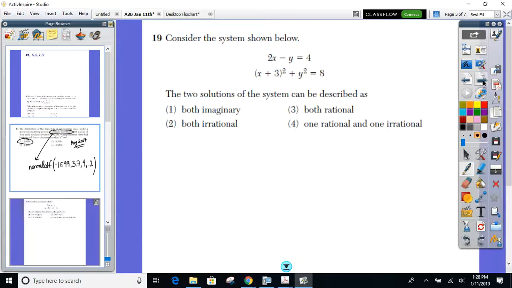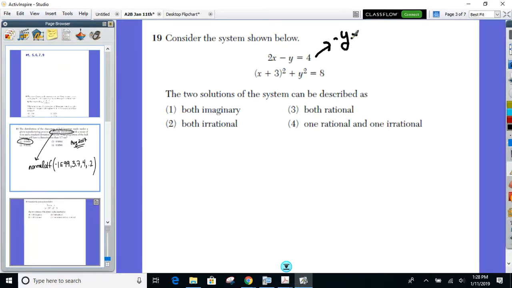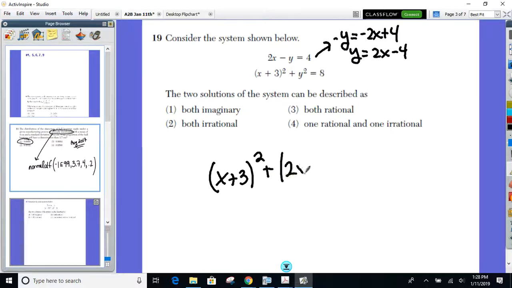Get y by itself in the first one. Love it. So, yep, get the 2x over, so negative y equals negative 2x plus 4. Yep, got to get the negative out of there. Perfect, guys. So we're looking at y equals 2x minus 4. And now what are you going to do with that? Plug it into the second equation for y. I like it. (x plus 3) all squared plus (2x minus 4) all squared equals 8.